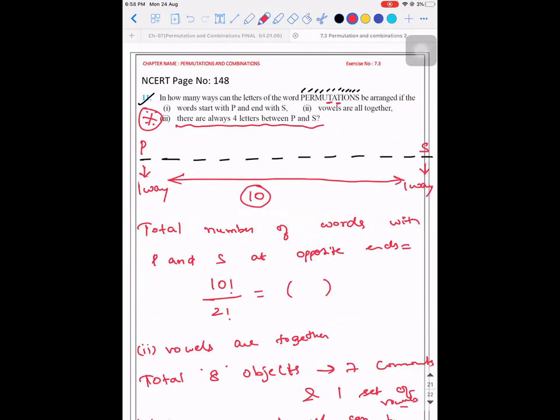Okay, sir. Okay. So there are always 4 letters between P and S. What are they trying to say? There are always 4 letters between P and S. So this is a tricky part. Observe. How many blank spaces do I have? 1, 2, 3, 4, 5, 6, 7, 8, 9, 10, 11, 12. Total 12.